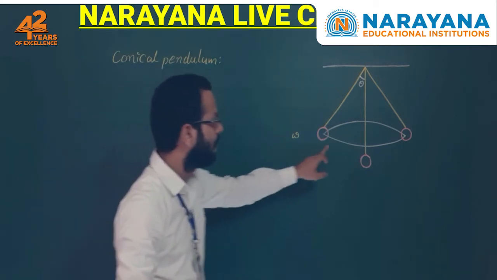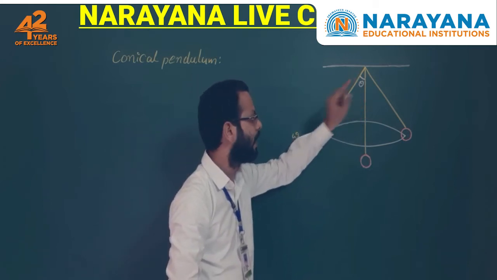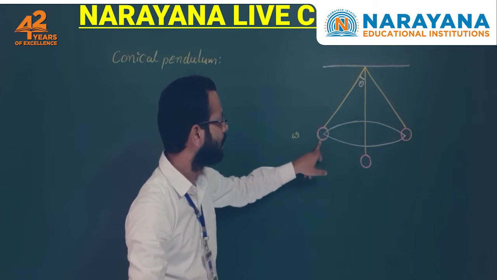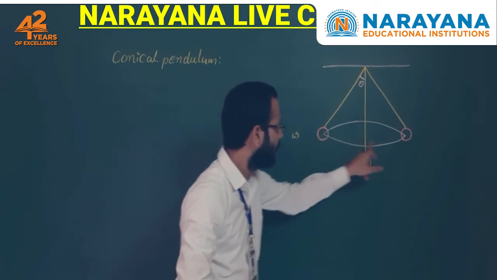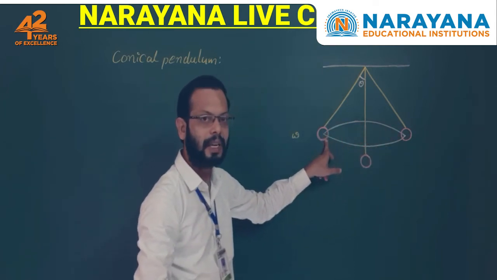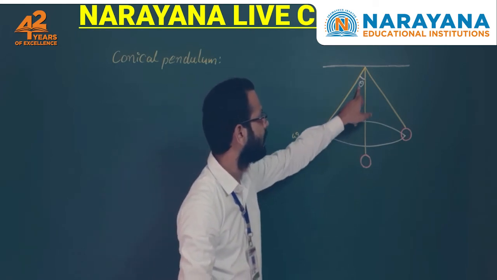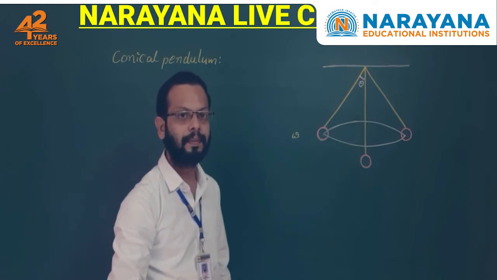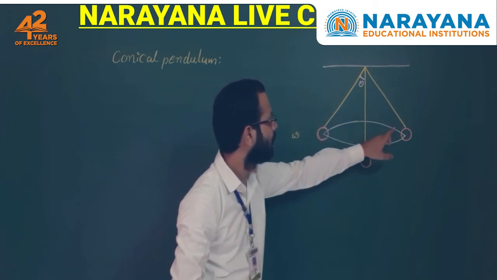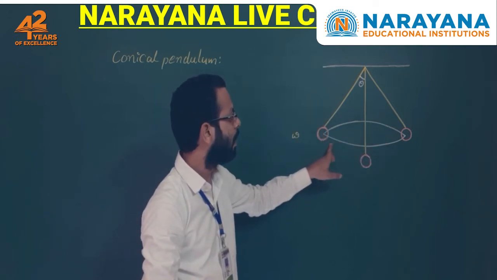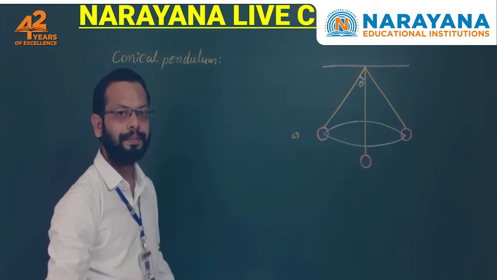Here we give a horizontal push at an angle theta. Then the bob is going to describe a horizontal circle of a certain radius, and the string is always going to make an angle theta with the vertical, and the string is going to trace the circumference of a cone. Such an arrangement is called a conical pendulum.